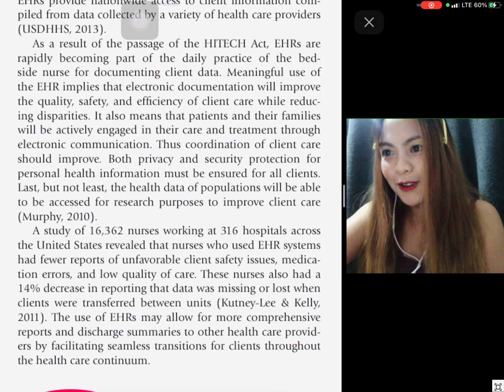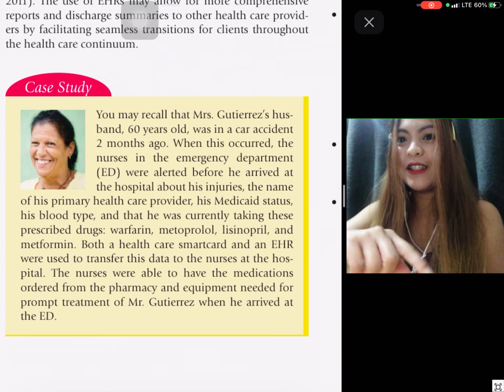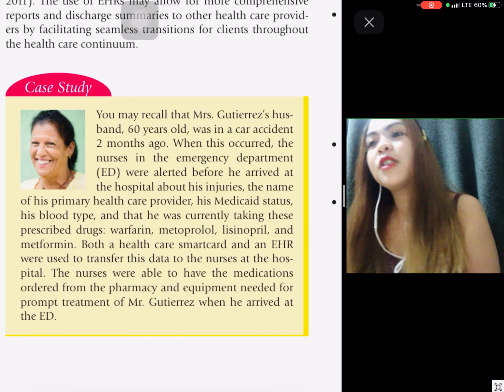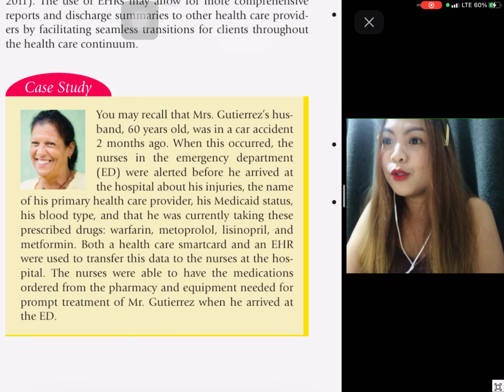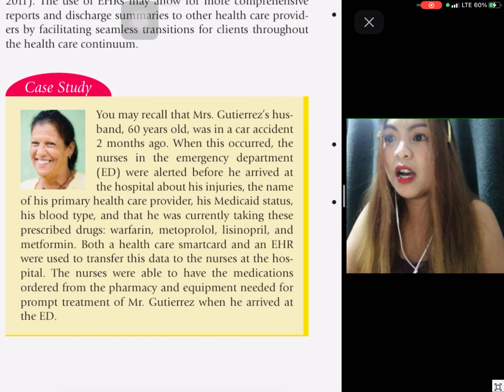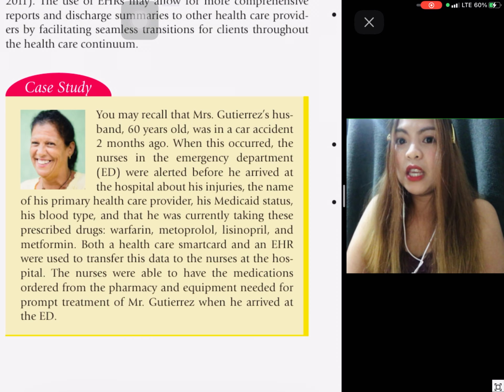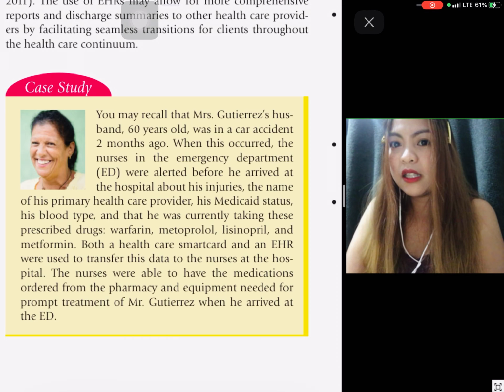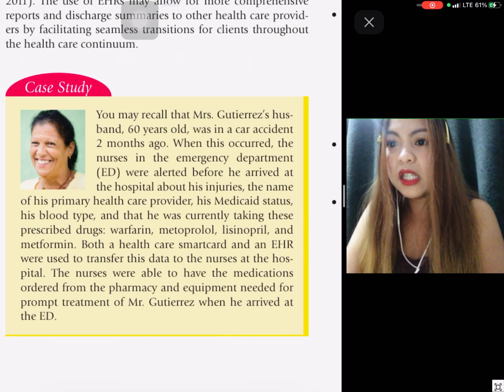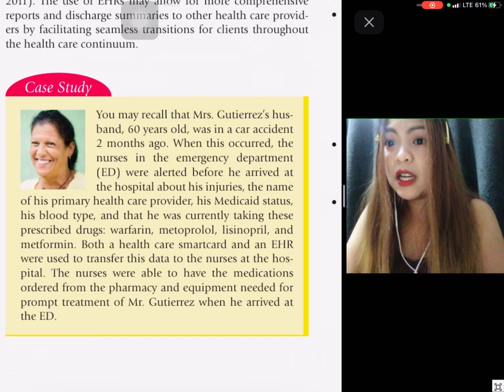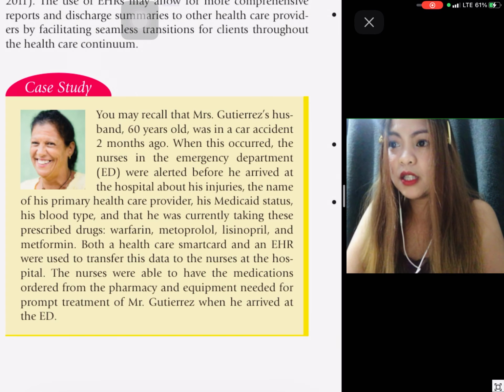Anyway, so back to Mrs. Gutierrez. You may recall that Mrs. Gutierrez's husband, 60 years old, was in a car accident 2 months ago. When this occurred, the nurses in the emergency department were alerted before he arrived at the hospital about his injuries, the name of his primary healthcare provider, his Medicaid status, his blood type, and that he was currently taking these prescribed drugs: warfarin, metoprolol, lisinopril, and metformin. Both a healthcare smart card and an EHR were used to transfer this data to the nurses at the hospital. The nurses were able to have the medications ordered from the pharmacy and the equipment needed for the prompt treatment of Mr. Gutierrez when he arrived at the emergency department.